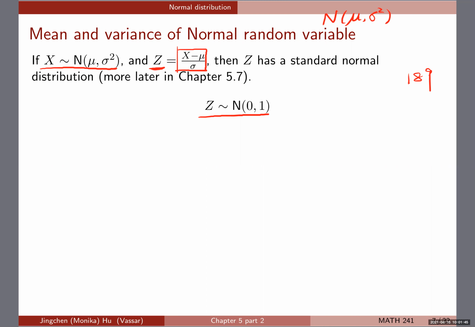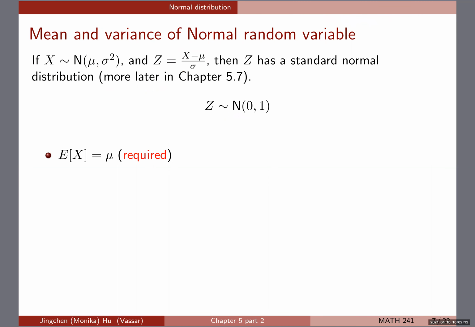Okay, so we're gonna see later why if X follows a normal mu, sigma squared, then Z follows a standard normal. We're gonna see why towards the end of this part of the lecture. But for now, we're gonna actually use this fact to show the mean of a normal is mu, and the variance of a normal is sigma squared. Okay, and just to get started, let's first start with showing the expectation of X is mu. This is required, meaning that you need to know how to do it.